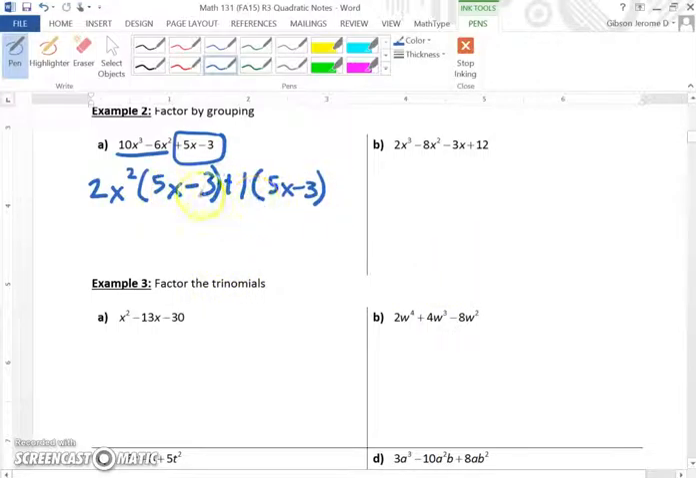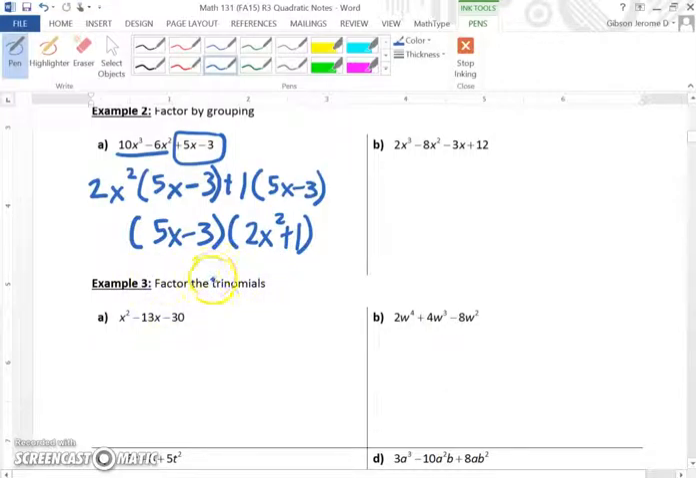Now, if you notice, we have 2 parentheses that match up here. So what we would do is this. We will write one of the matching parentheses, which would be 5x minus 3. And then everything that's left on the outside will go in the other parenthesis. And that is the final answer.